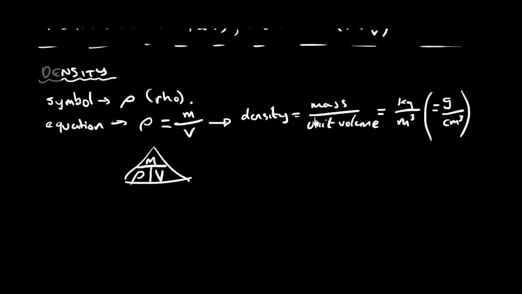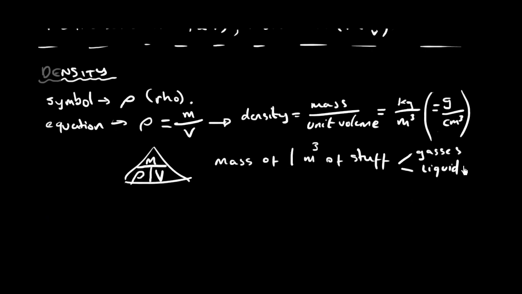So this is a word equation that basically translates what that equation says, but if we set it in words, the meaning of density actually is something like the mass of 1 meter cubed or 1 centimeter cubed of stuff. And what we mean by stuff would be, for example, well, three things. It would be either gases or liquids or solids.